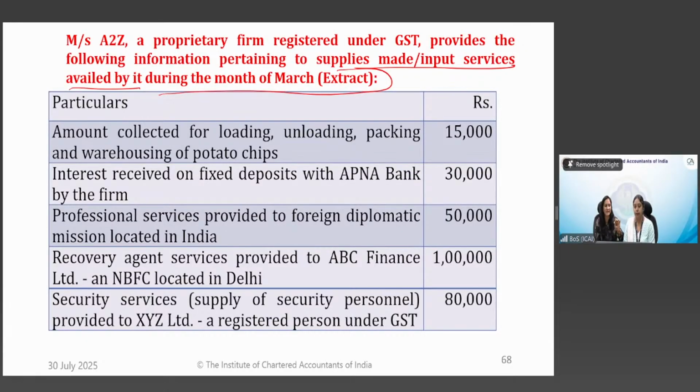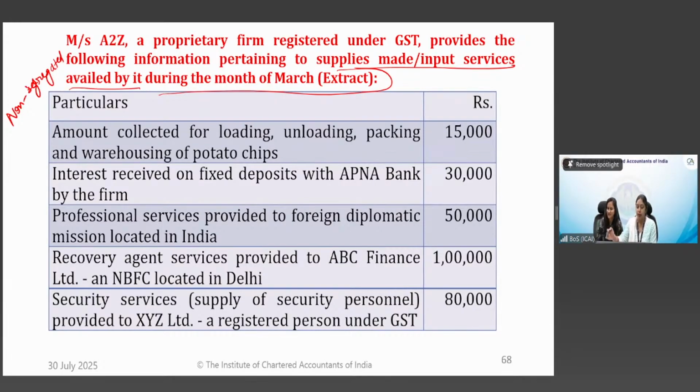Here it is not given whether these supplies are inward supplies or outward supplies, whether he has availed these supplies or he has supplied these services. Nothing has been specified. It is not given which of them are outward and which is inward supply. That is what we want you to identify.